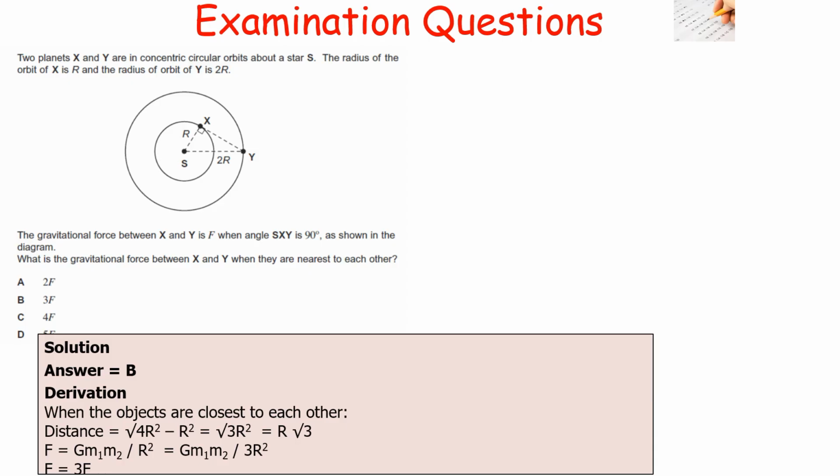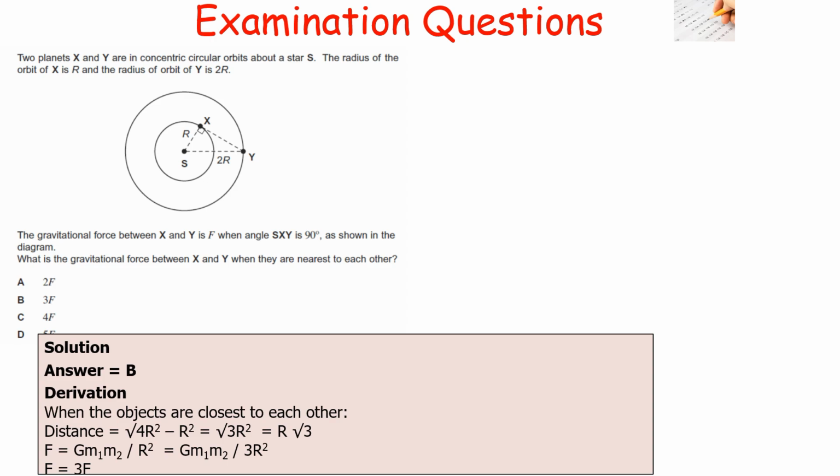So therefore, we can say it's the square root of 3r squared, because we're doing the square root of 4r squared minus r squared, so it's the square root of 3r squared. So therefore, we can take out that r squared and square root it, and so we get r. So therefore, it's equal to r times by the square root of 3.